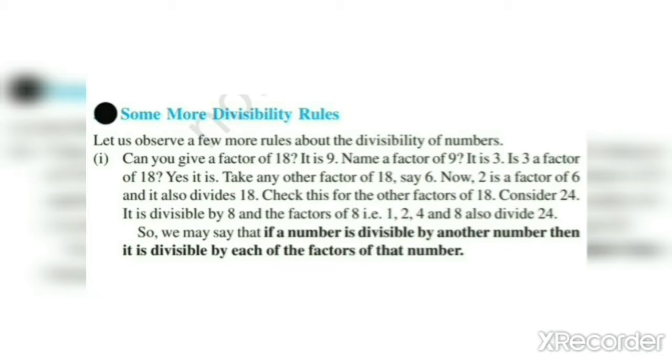Here we are having one example, 18. If the number is divisible by 18, then it will be also divisible by its factors. Factors of 18 are 9, 3, 2, etc. So, if a number is divisible by another number, then it is divisible by each of the factors of that number.